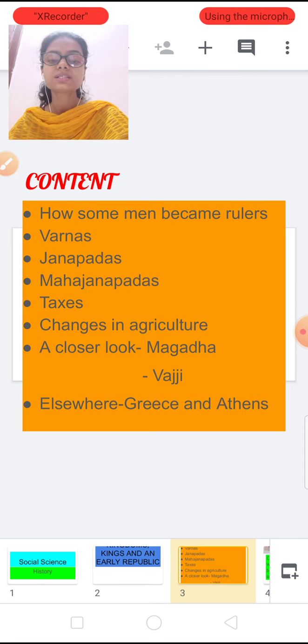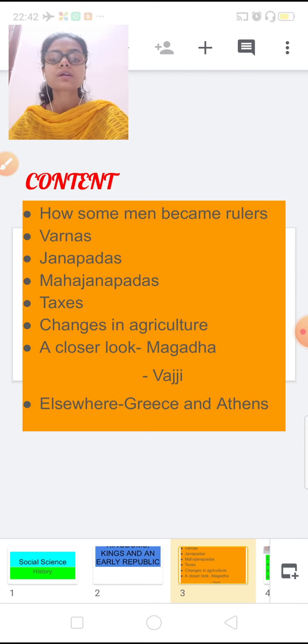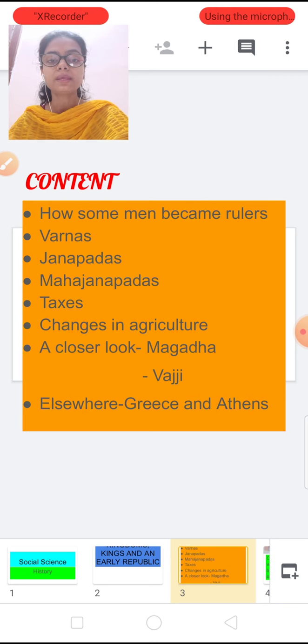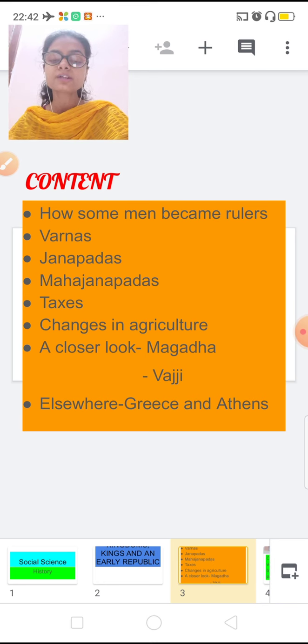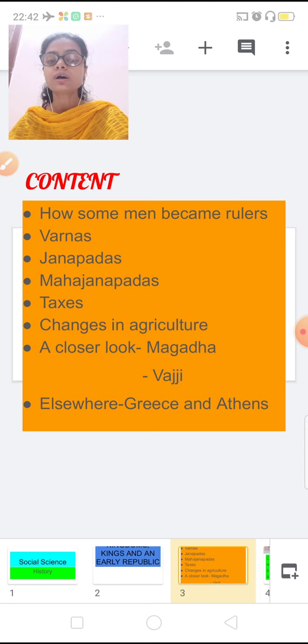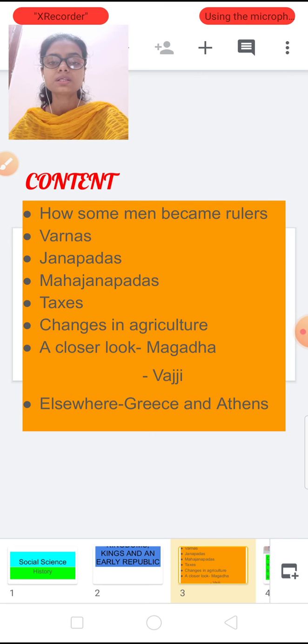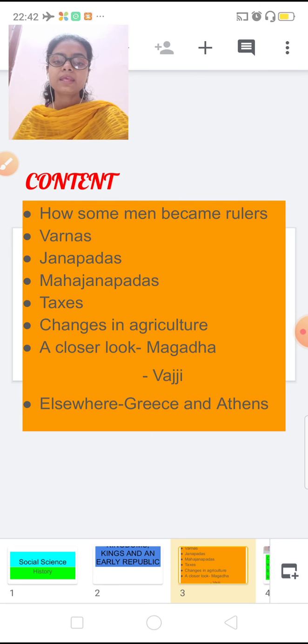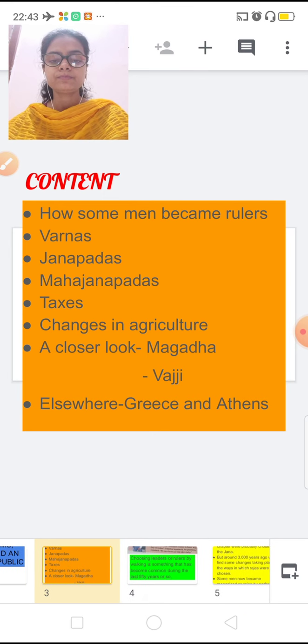But today in this session we are going to study the first two topics, that is how some men became rulers and about Varnas. Varnas we have already covered in our previous chapter, so we'll do a recall, and the main topic of today's session is how some men became rulers.